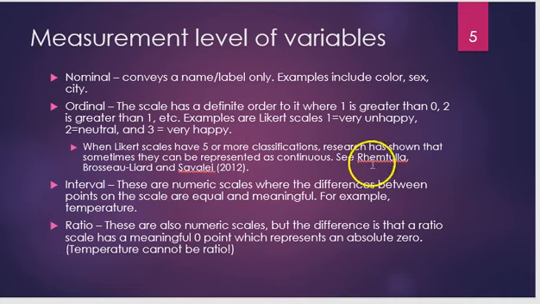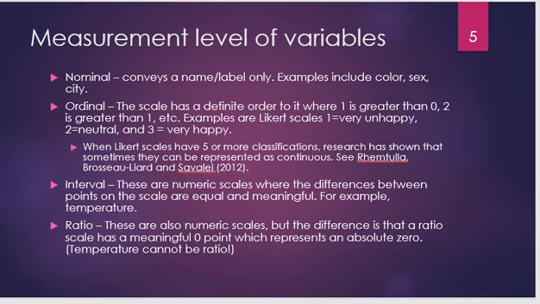Now this is the publication, Remtula, Rousseau, Liard, and Savelaye. I think I probably mispronounced that. But they did some research and identified some situations where if the Likert scale has 5 or more classifications, it might be able to be represented as continuous. I strongly recommend you take a look at that, and that might really support some of the work that you want to do.